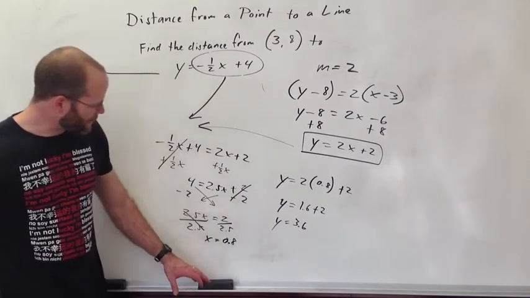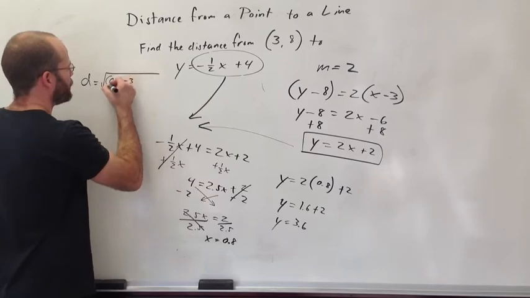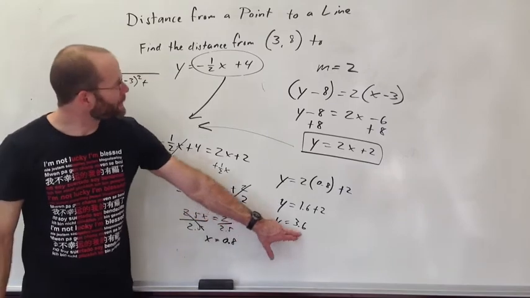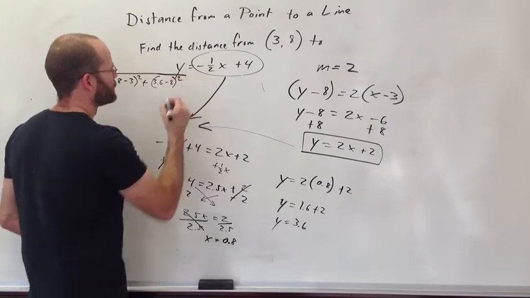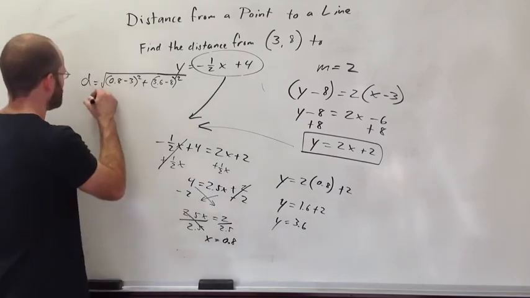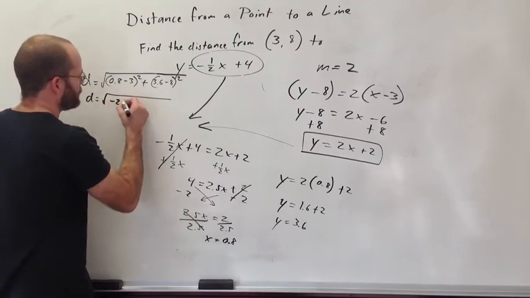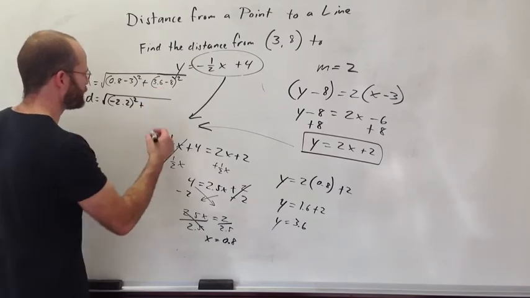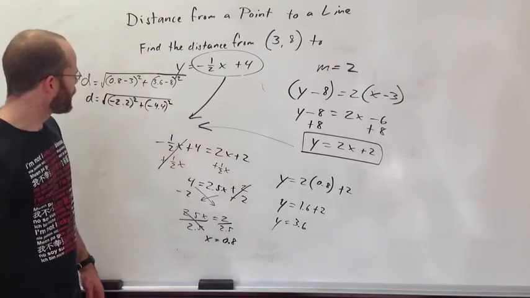We take the difference of our x values, 0.8 minus 3, and we square that. And we add to that the difference of our y values, 3.6 minus 8, and we need to square that as well. Okay, there's our distance formula. So the math's going to get a little bit ugly here. We definitely need a calculator for this one. 0.8 minus 3 is negative 2.2 squared. And 3.6 minus 8 is negative 4.4 squared.